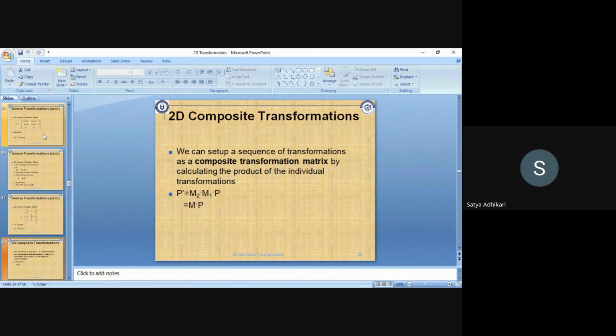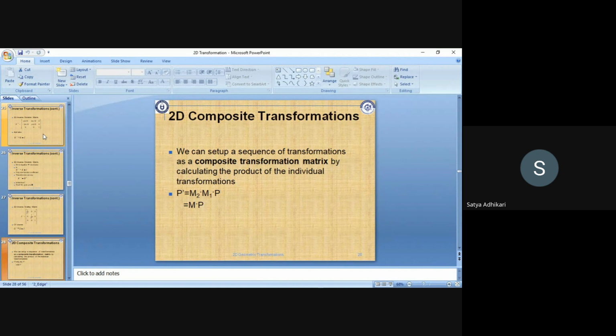We can apply a sequence of transformations as a composite transformation matrix by calculating the product of the individual transformations. That is, we can apply the composite transformation at a time. We can apply translation and rotation simultaneously to our object. That is called composite transformation. You see P dash equals M2 M1 into P. M1 is the first transformation, M2 is the second transformation.